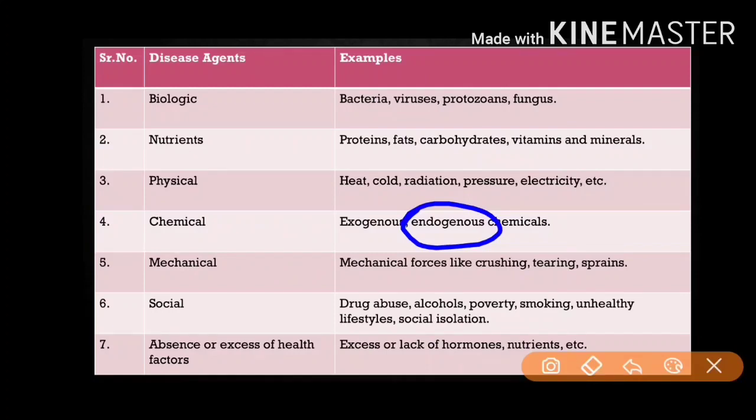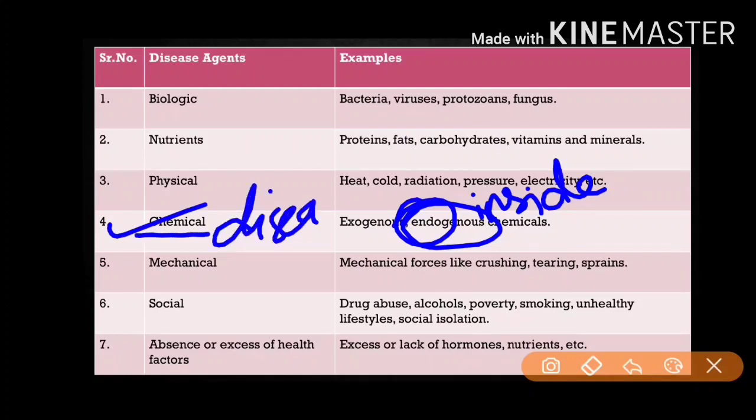Yeah, it is endo, that is inside. So endogenous is produced inside the body, such as urea, uric acid, ketones, etc. So this is about your chemical agents that could cause what? Disease or illness.